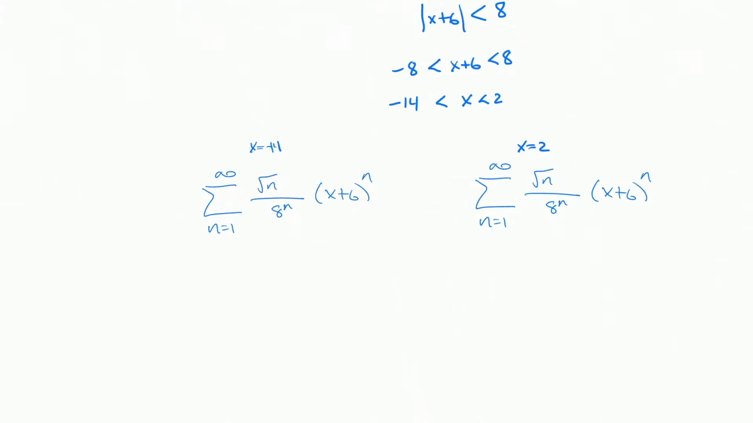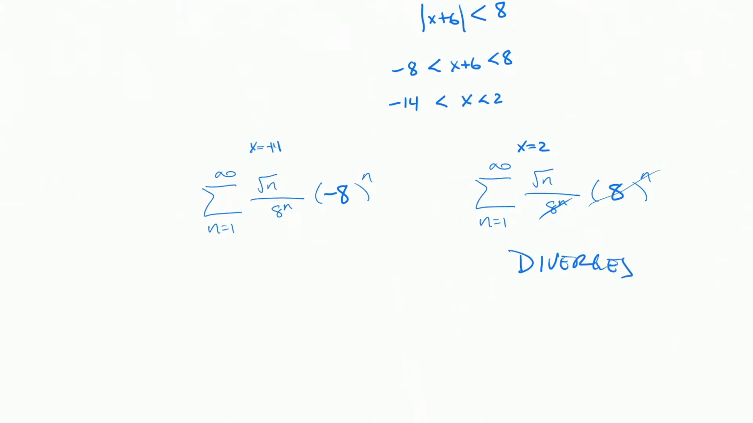So if we plug in x equals negative 14, what that does is it makes this stuff into negative 8 to the n. If you plug in x equals 2, it makes the stuff in parentheses there 8 to the n. So the one on the right is the more obvious. Well, actually, they're both pretty obvious. When you cancel those, you're adding up a bunch of numbers that actually get bigger. So the limit as n approaches infinity of this is actually infinity. So this diverges over here.